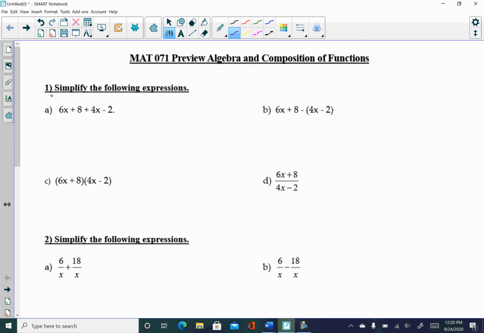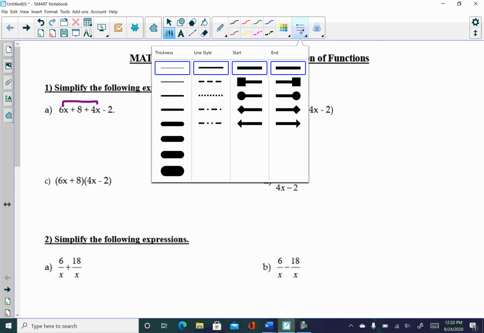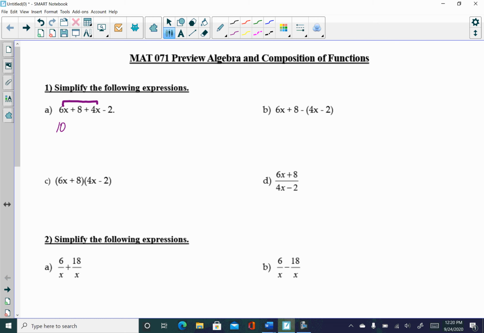So here in example 1, letter A, if I combine like terms, 6x and 4x will combine to give me 10x. Combine my numbers, a positive 8 and a negative 2 will give me a positive 6. And then that would be your final answer. You've got a variable term and a numerical term. Okay, that's your final answer.